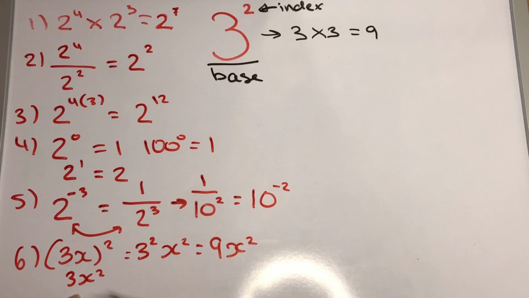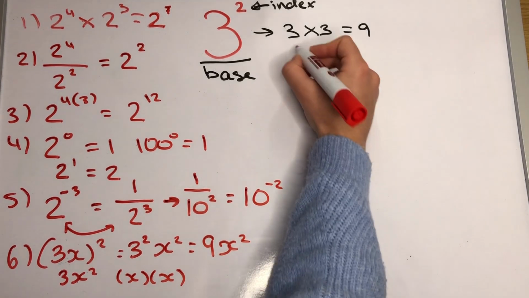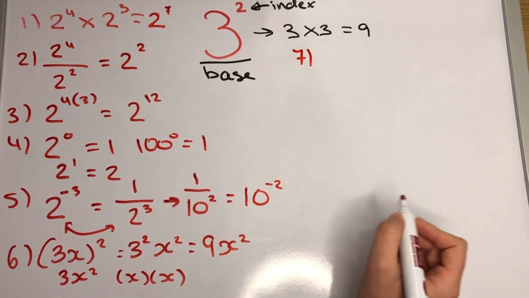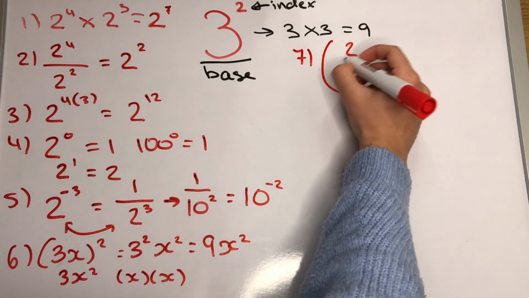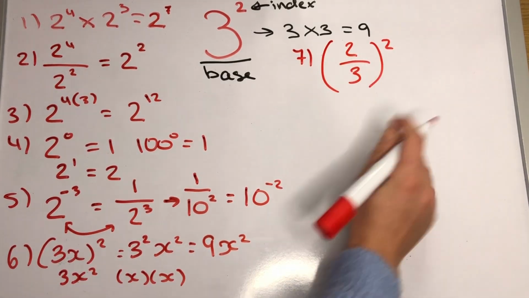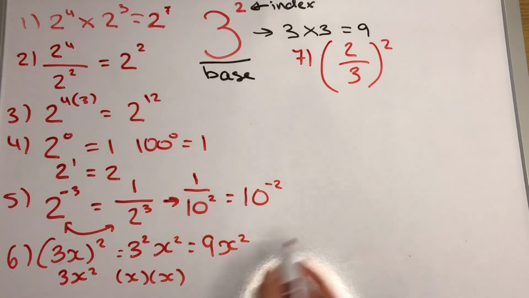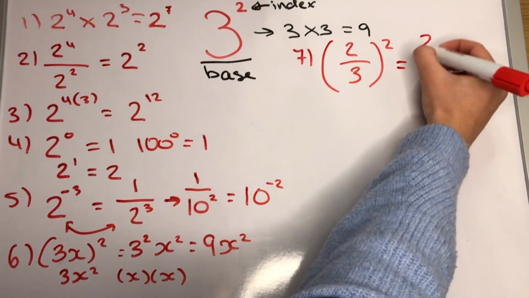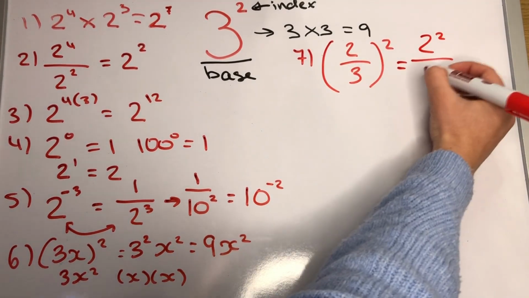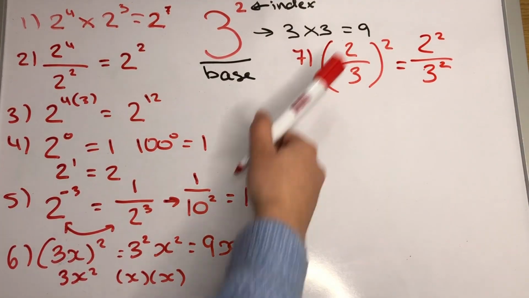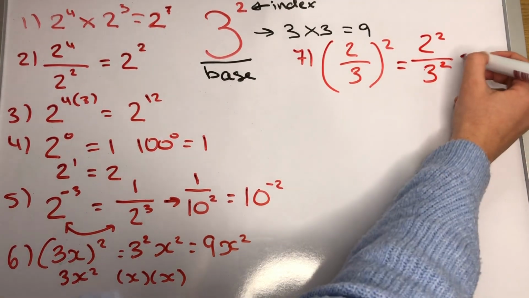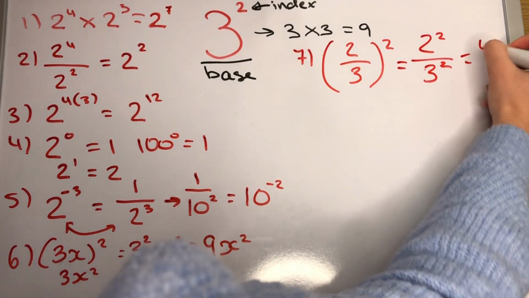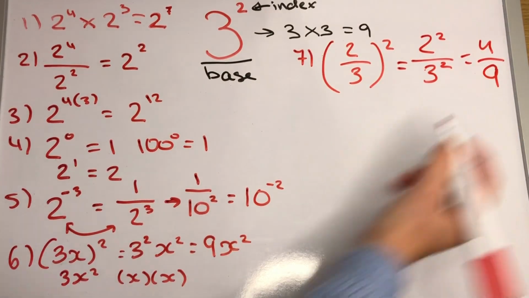Why? Because that squared is only on the x. The x is being multiplied twice, but the 3 is not. Now for the seventh rule, for example, if we have 2 all over 3, and that is all squared. In this case, the 2 is being squared, and the 3 is also being squared, because remember, this is all happening within a fraction. So your answer will be 2 squared, that gives us 4, and 3 squared is equal to 9.